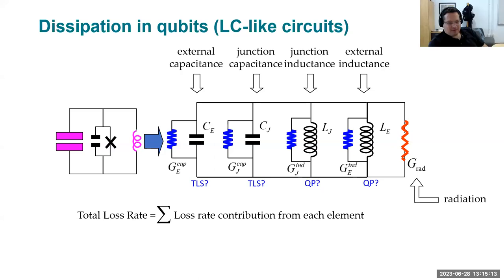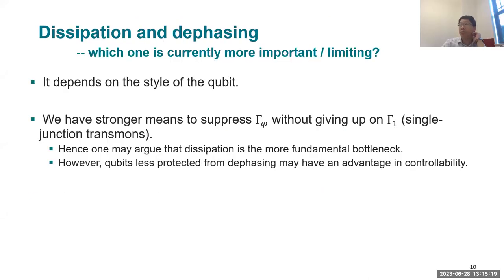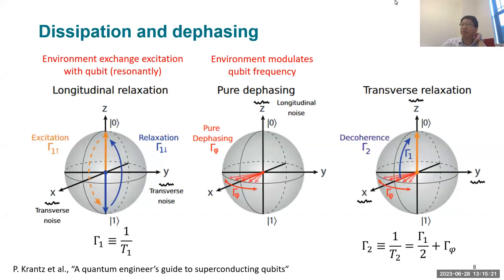Okay, next question. So does longitudinal relaxation also cause a dephasing problem? Longitudinal relaxation would cause a decoherence, but we don't call it a pure dephasing here. So it's a matter of terminology. If you measure T2, that includes this longitudinal relaxation.